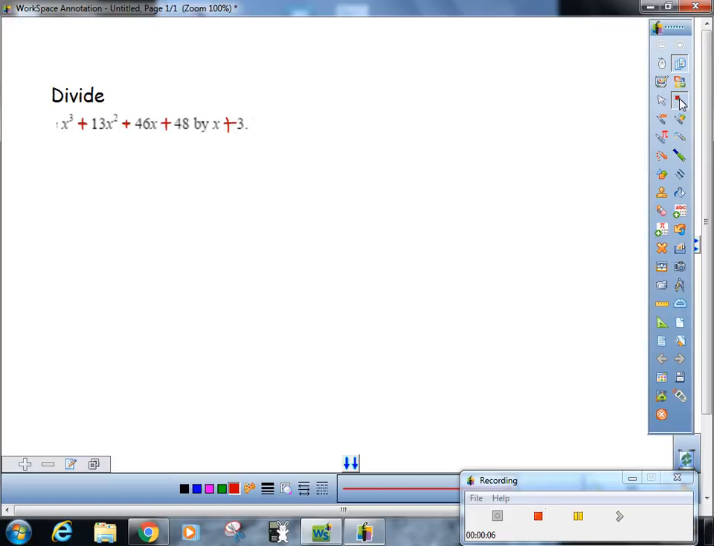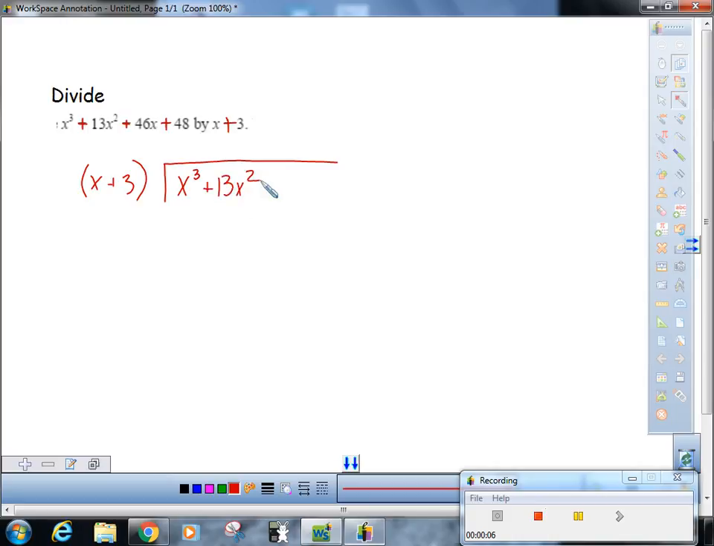Okay, so we are doing how many times does x plus 3, gosh, this delay is going to kill me, go into x cubed plus 13x squared plus 46x plus 48. For some of you, this is going to be the last time you ever have to do this, because we're learning a different technique today. And then you get to choose.